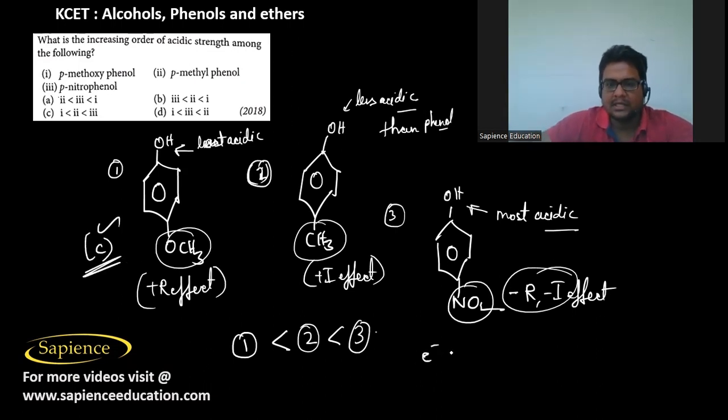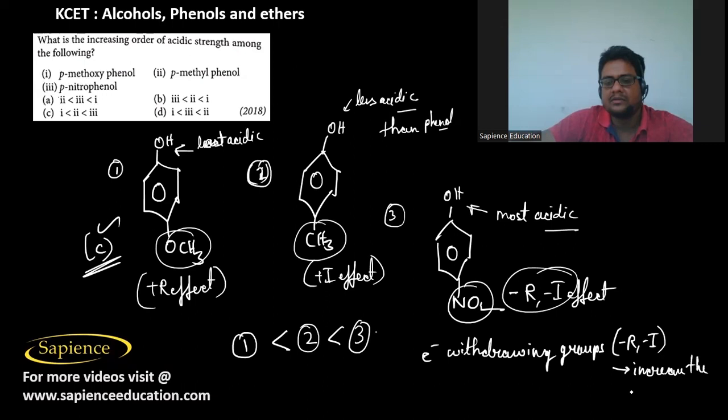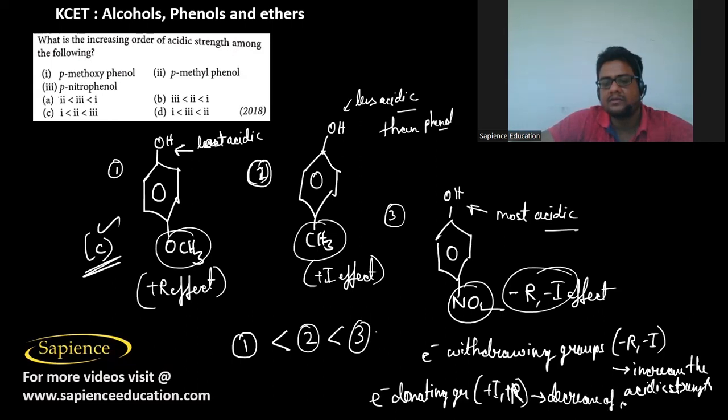So simply the rule is that electron withdrawing groups will increase the acidity of phenols. Electron withdrawing groups, which means groups that have minus R effect and minus I effect, will increase the acidic strength of phenols. And if you have electron donating groups, which have plus I effect or plus R effect, that will decrease the acidic strength of phenols.